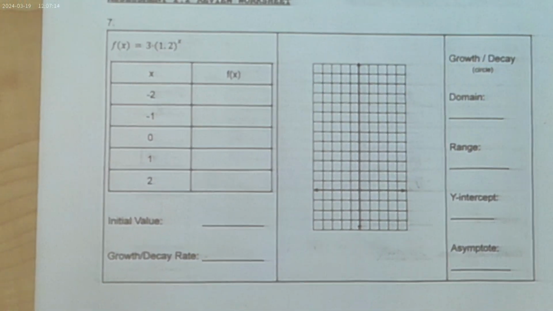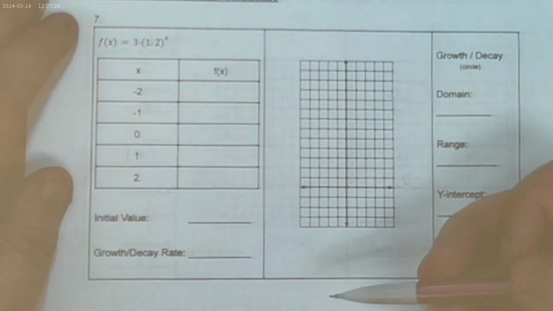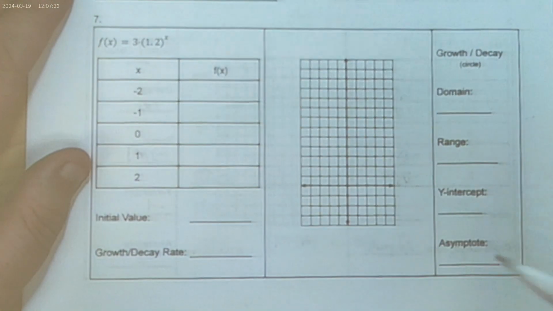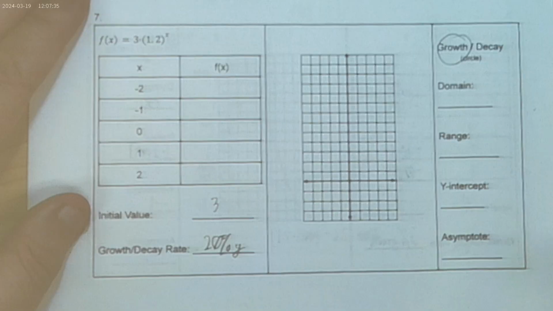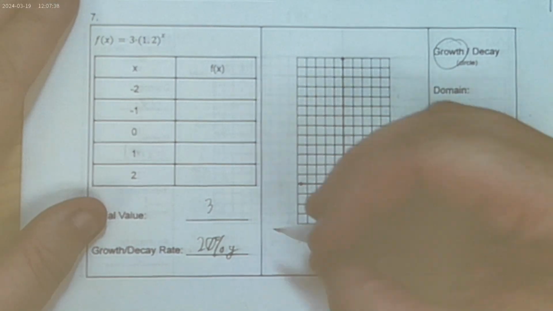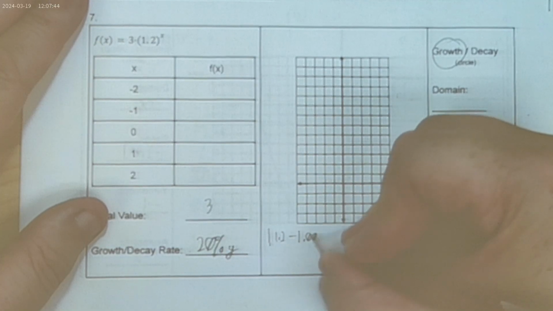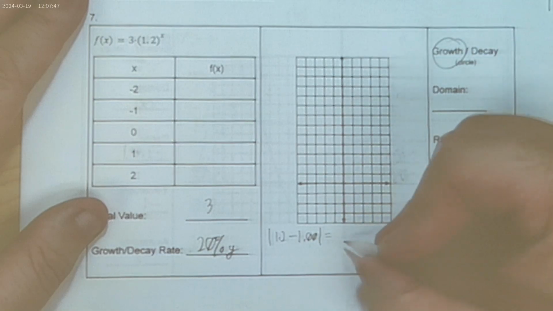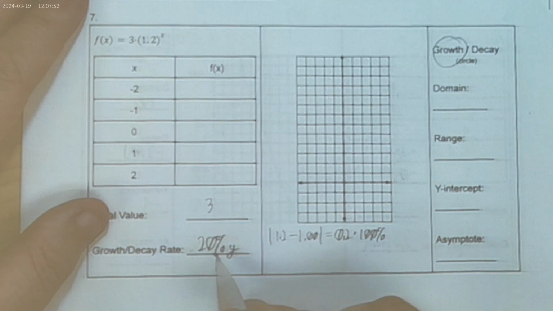Two more, and we're done with the worksheet. All right, so 3 times 1.2 to the x. What can we spot immediately? Well, I know that my initial value is 3. I know that I have a growth rate, and that it is a 20% growth rate. Again, you do enough of these growth rate problems, you can solve them pretty quickly, but just for personal edification, 1.2 minus 1.0, take the absolute value of it, that gives me 0.2 times 100%, and that gives me 20%.